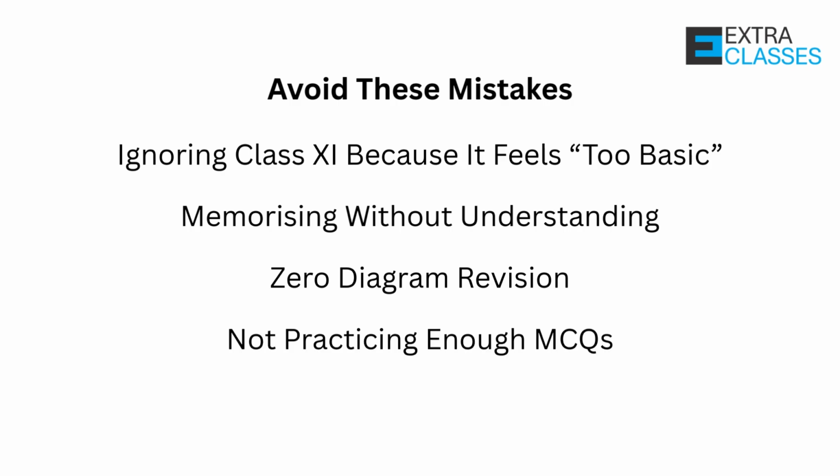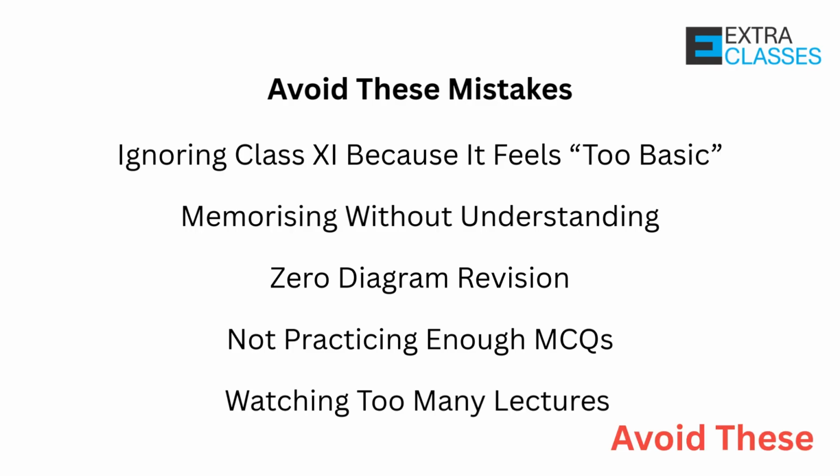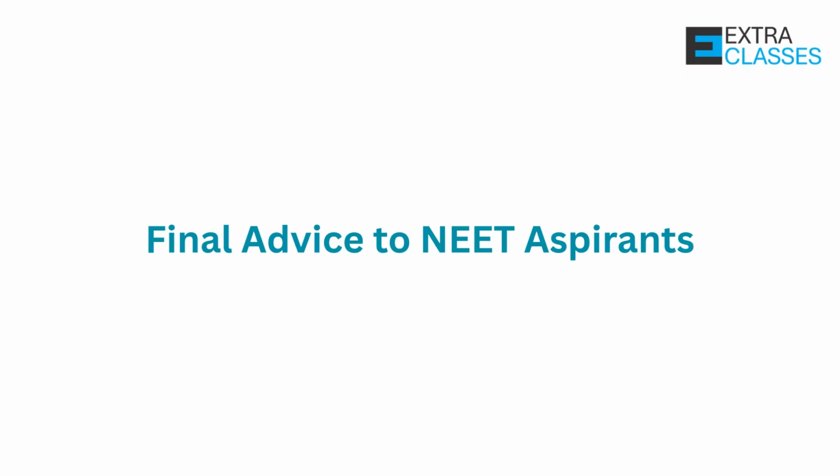Not practicing enough MCQs. You need 6,000 plus biology MCQs across 11th and 12th to score 350 plus. Watching too many lectures. Studying is not equal to watching videos. Read, write, recall, and solve MCQs on extra classes. Final advice to Class 11 NEET aspirants. Class 11 biology is where toppers get ahead. If you build strong foundations now, Class 12 becomes easy, and NEET becomes predictable.